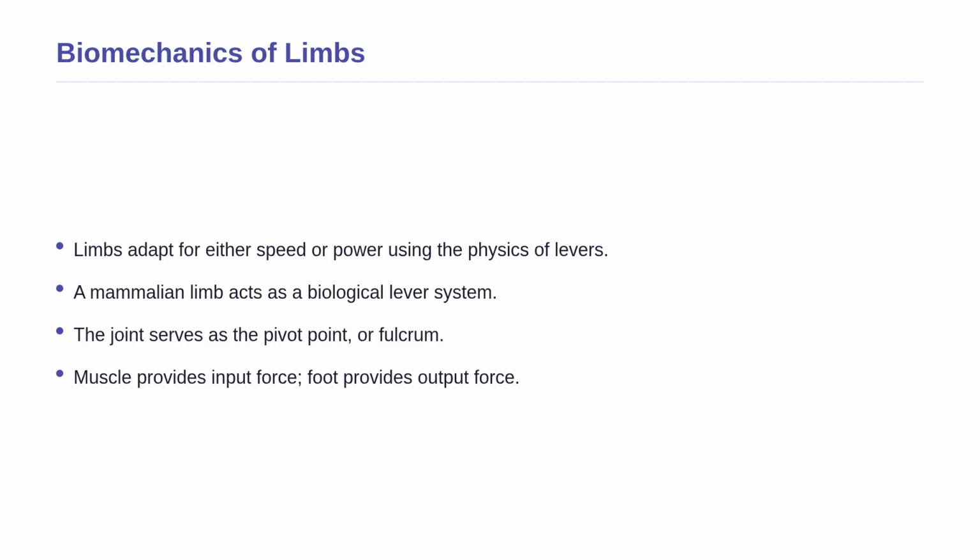Now that we see the engineering value of these limbs, let us dive into the actual mechanics. To truly understand how a limb adapts for either speed, like a cheetah, or power, like a mole, we have to look at the physics of levers. A mammalian limb acts as a biological lever system, where the joint serves as the pivot point, or fulcrum. The muscle pulling on the bone provides the input force, and the foot pushing against the ground or water provides the output force. This elegant mechanical system is what allows mammals to perform such diverse physical tasks.